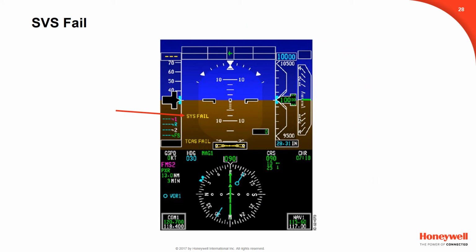In the event of an SVS failure, the SVS fail annunciation is displayed on the ADI. The synthetic vision terrain image is removed and the display reverts to the classic PFD format.